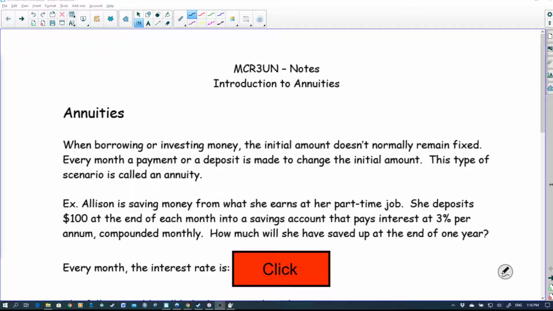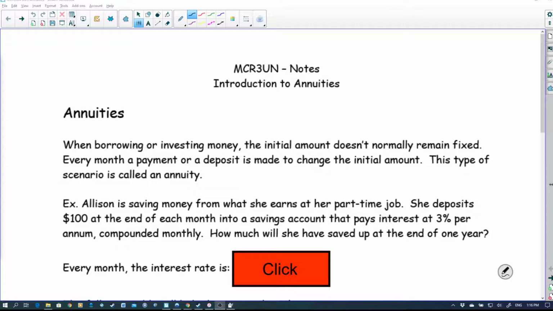They'll usually invest money on a monthly basis. So they'll continuously change the amount of money in the bank with smaller regular payments. And that's what an annuity is. Each one of those regular payments gains interest over time.